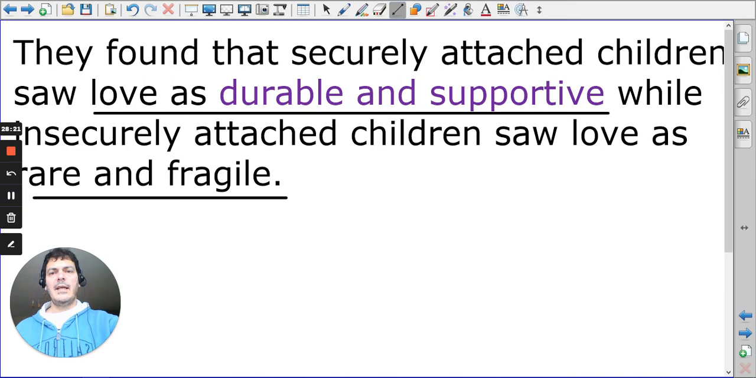So I will go into much more detail with Hazan and Shaver in the later part of the course, but we see that there is research that says secure attachment does give you a much more positive outcome in terms of romantic relationships and love as well.